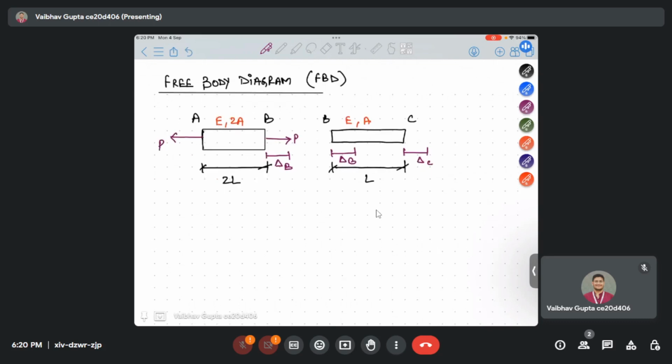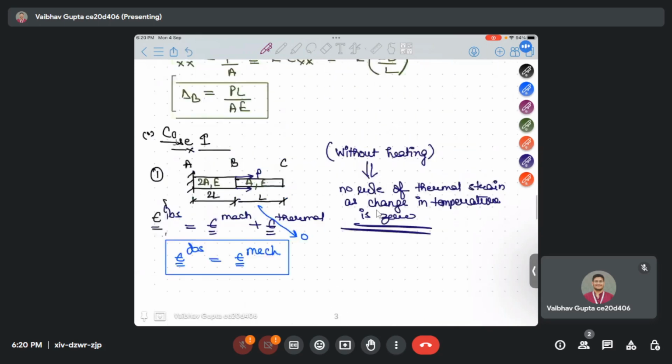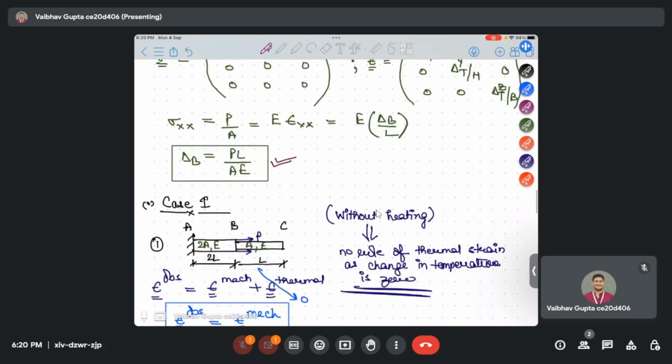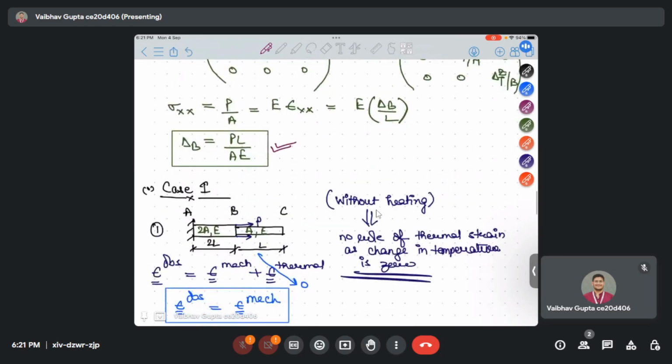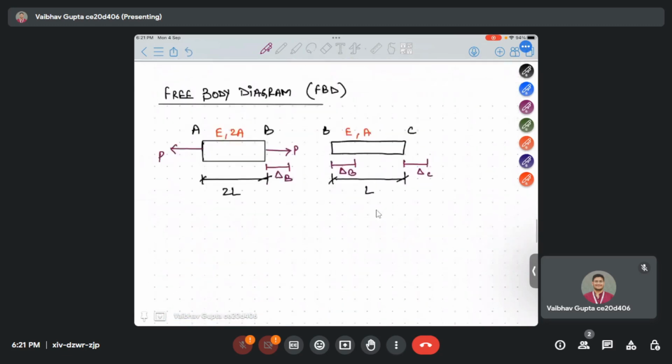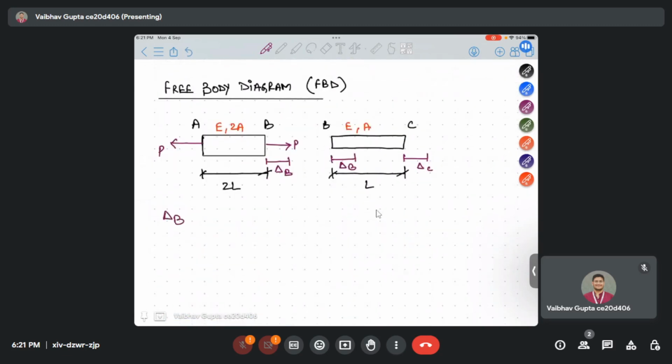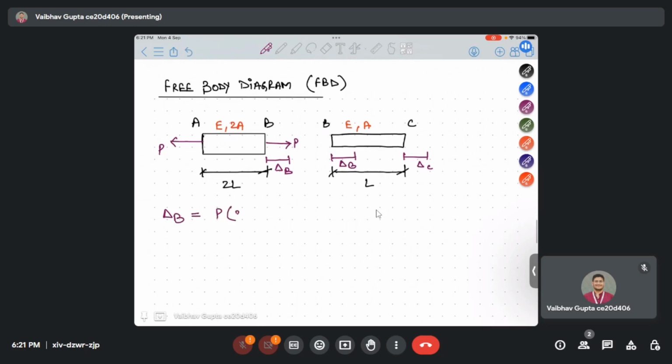For AB, above we've seen this formula, which I have marked here. For uniaxial state of stress, delta B is nothing but PL over AE. So delta B here will be equal to PL. L here is given as 2L, area is given here as 2A and E as E. So delta B will be nothing but PL over A.